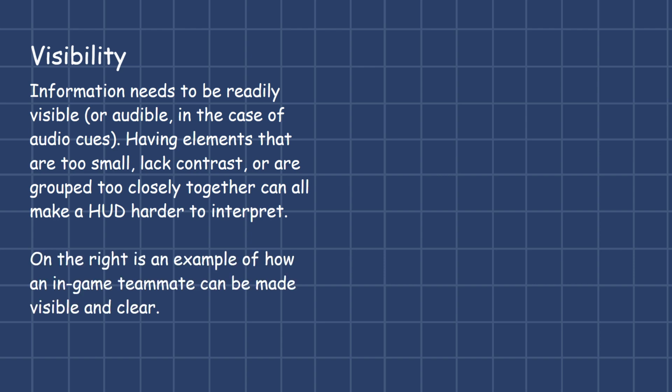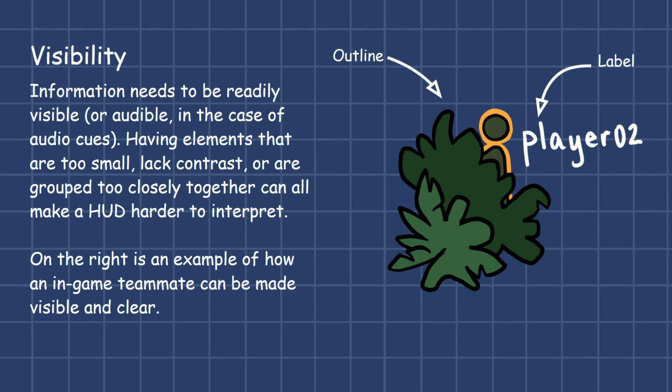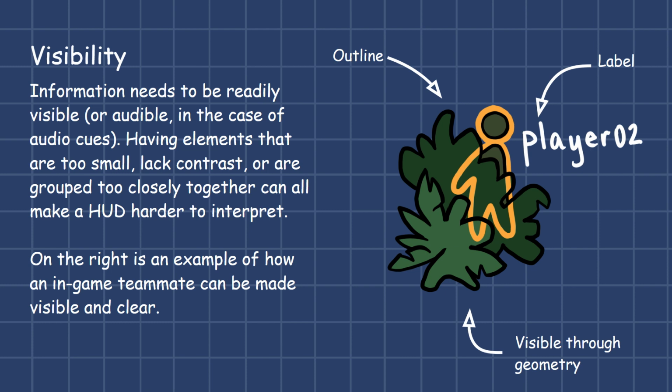On the right is an example of how an in-game teammate can be made visible and clear. We can use a visually distinct label, an outline, and have that outline visible through level geometry. That way, the player can easily tell who their teammate is and where they are.